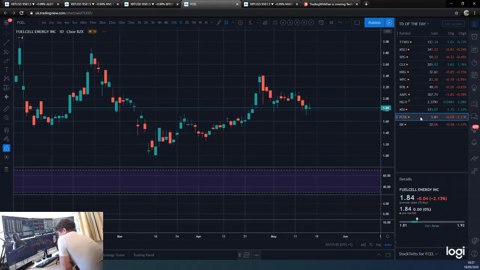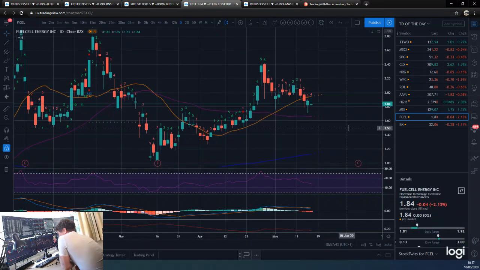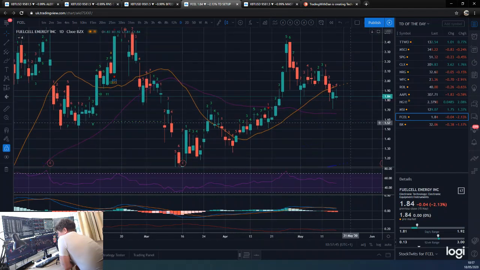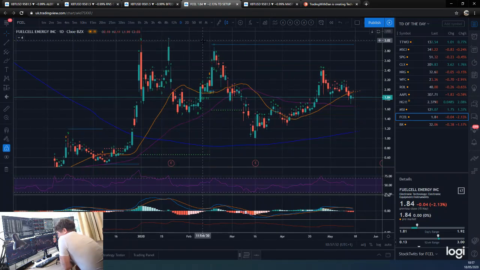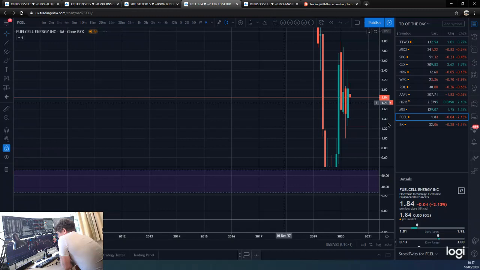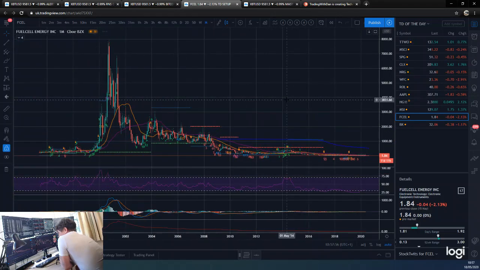Let's have a look at FuelCell. I know some people are trading FuelCell. Looks like one of those penny stocks. You know what? When I saw people trading it, and then I looked into it, do you know what I then looked at? I looked at this, guys. Look at that for a bubble pop.